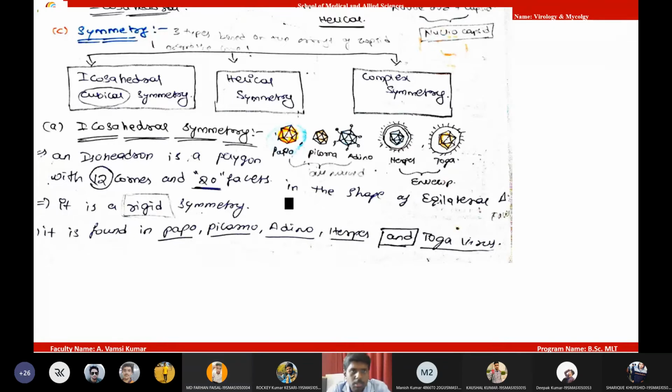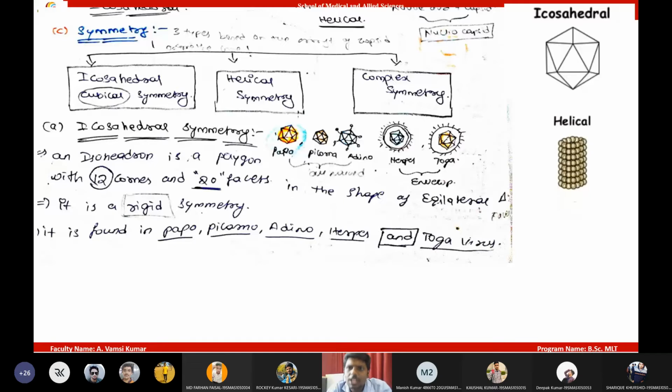Fine. So coming to the symmetry of the nucleocapsid, we have icosahedral, helical, and complex symmetry. This icosahedral symmetry has 20 facets and 12 corners. So what are these 20 facets and corners? That I will show you. Now I will show you the structure of the icosahedron. So this is the structure of icosahedron.